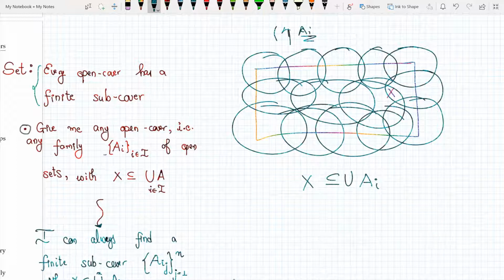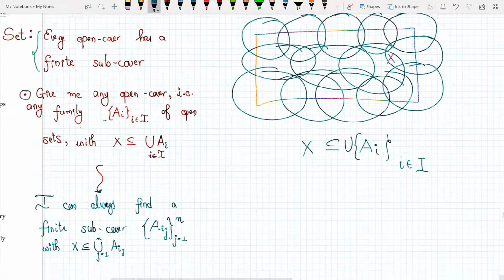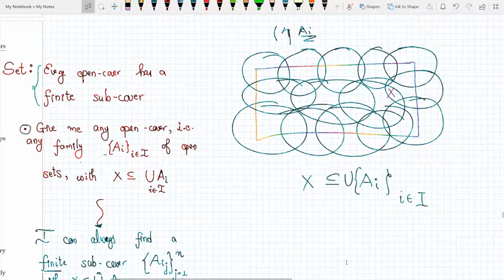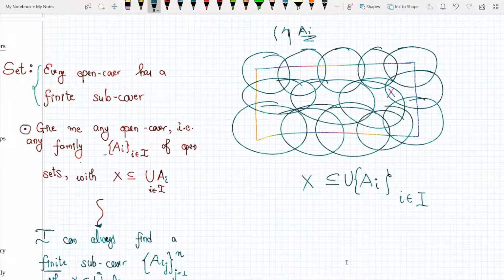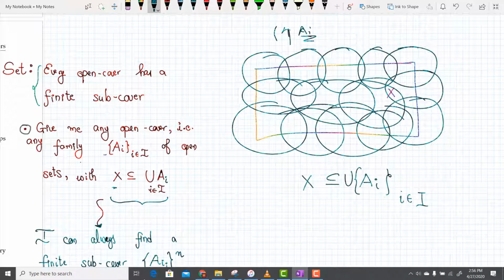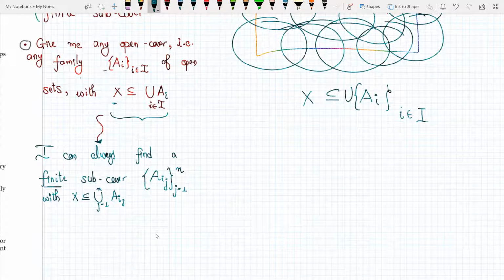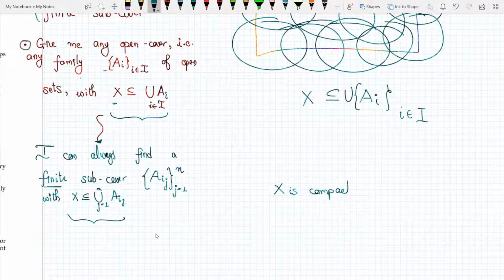So given any open cover, that is any family A_i, let me write it as i belongs to the family of open sets. So there's a family of open sets with X a subset of the union of all A_i. Now what I'm saying is that a set is compact if I can always find a finite subcover, meaning that earlier there was an infinite number of such open sets which used to cover X. By cover X I mean this condition. Rather than an infinite number of such A_i, if I can always find a finite subcover, meaning that I have A_{i_j}, j equals 1 to n, with this property, then I say that X is compact. Okay, so that's the basic definition.